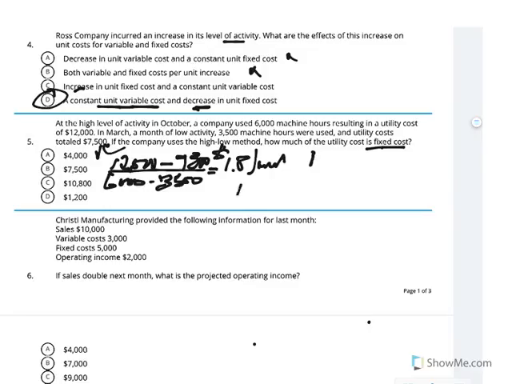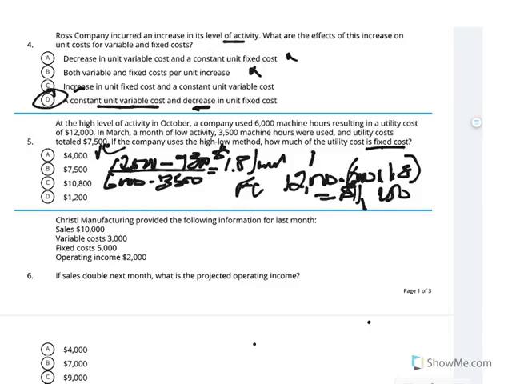Okay, now this is the variable cost. So at the high level, the total cost was $12,000. What portion of that 12,000 would be variable? Well, I take the activity at that level, which is 6,000 times $1.80, and I subtract it from the 12,000. And what I will get then is 1,200. That's the fixed cost, and so your answer then is D.